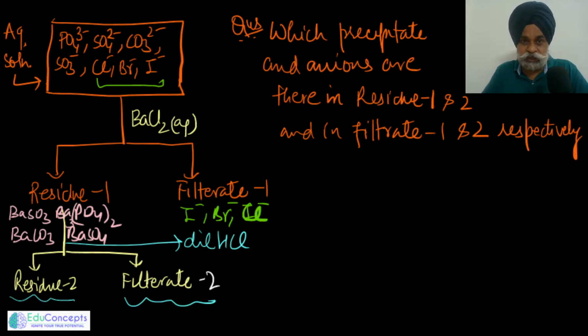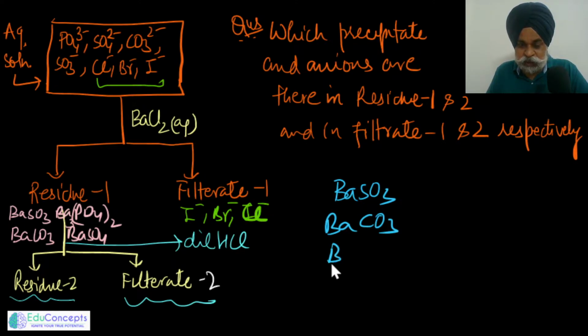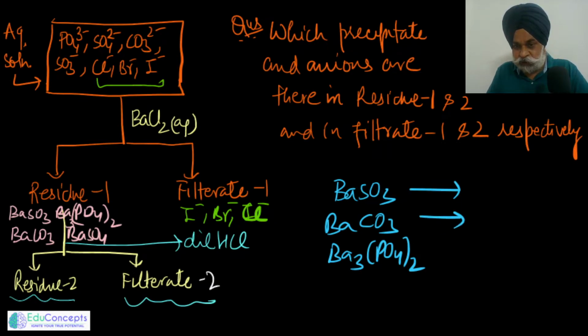So coming back to the question, these are the salts which got precipitated: barium sulfite, barium carbonate and barium phosphate. Now here is a very interesting point. When you put these all into dilute HCl, all of these would dissolve. The fact of the matter is, why are they dissolving? The dissolution is because of this thing.